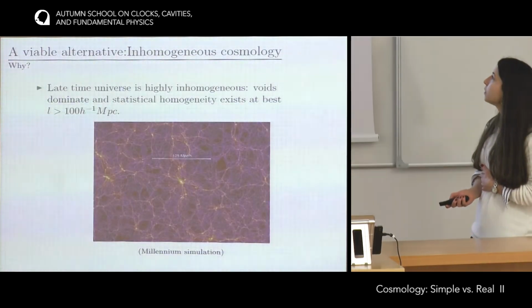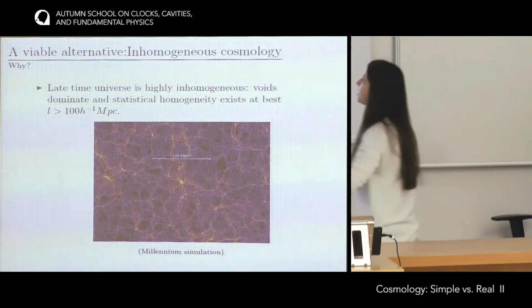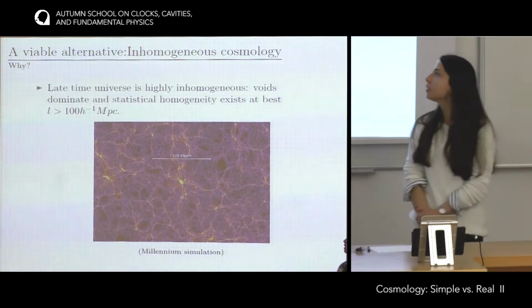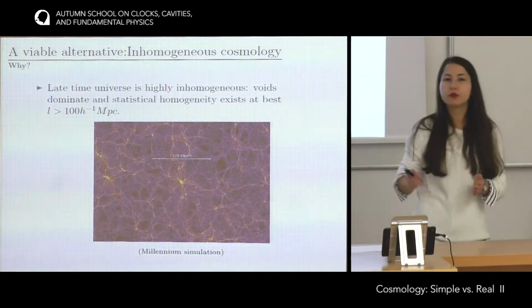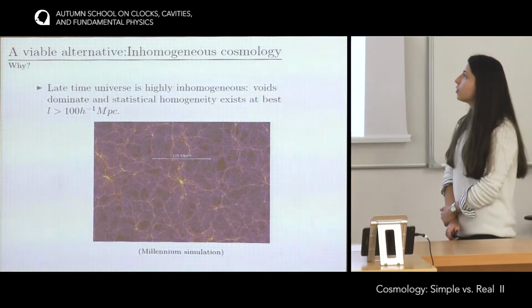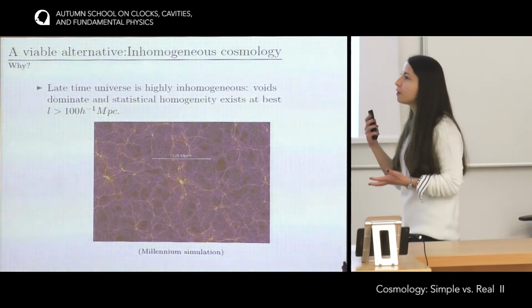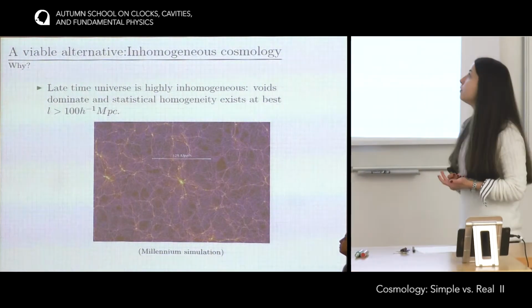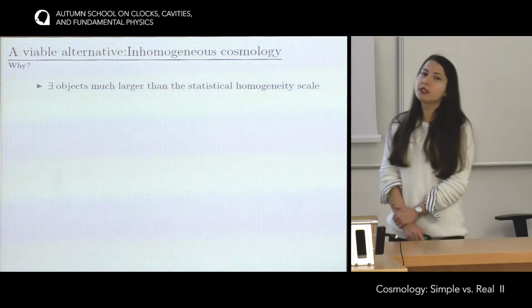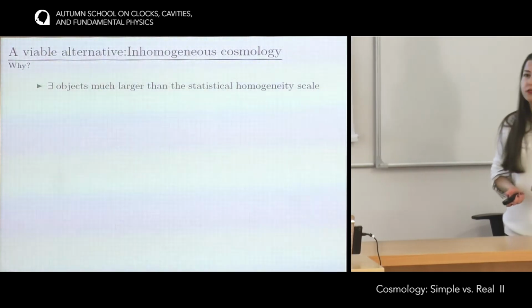And okay, here is the Millennium simulation. You can see that in simulations as well. This is around 125 megaparsecs over little h, where h is the Hubble parameter divided by 100. Even in the simulations, you can see that the late time universe is not homogeneous at all. Filaments and voids dominate in general, and there are actually structures larger than the statistical homogeneity scale that I was talking about.